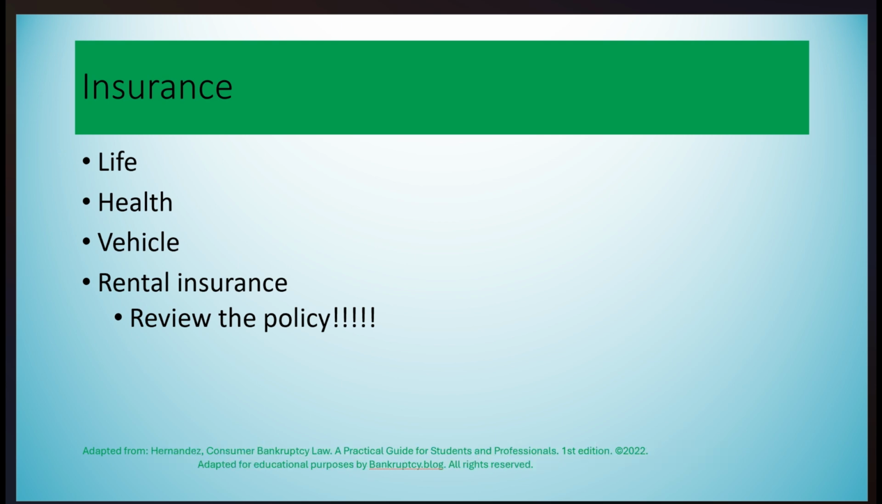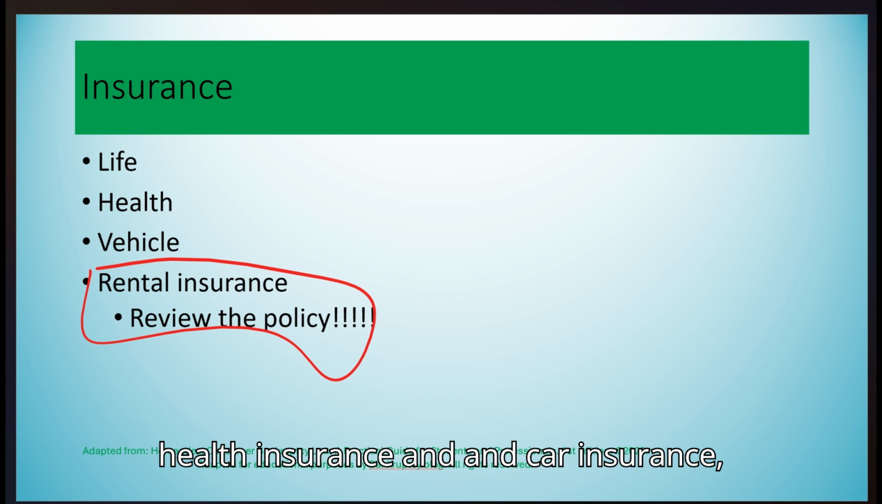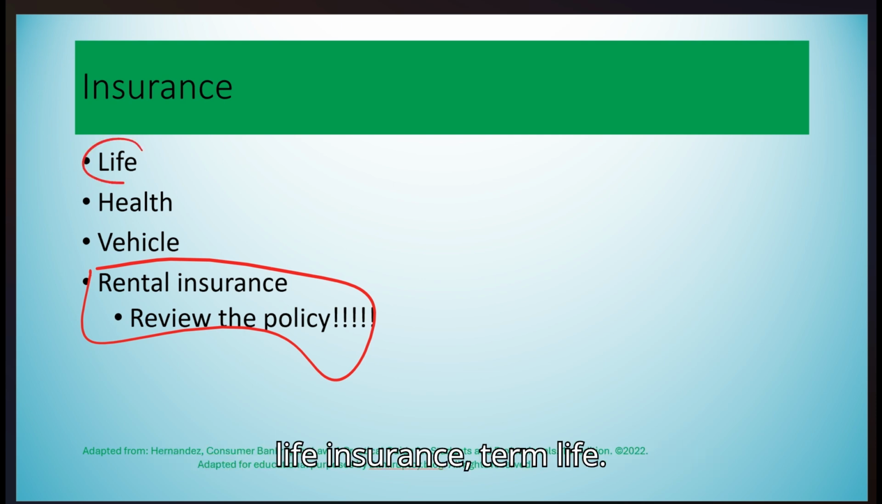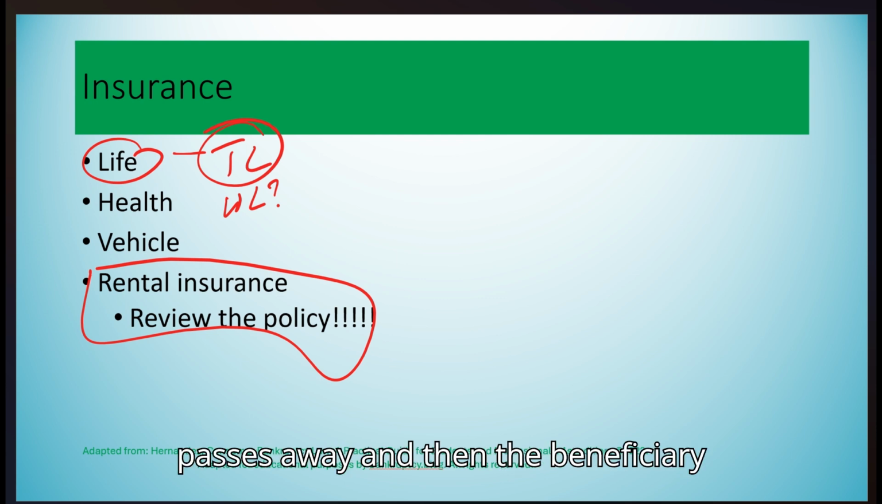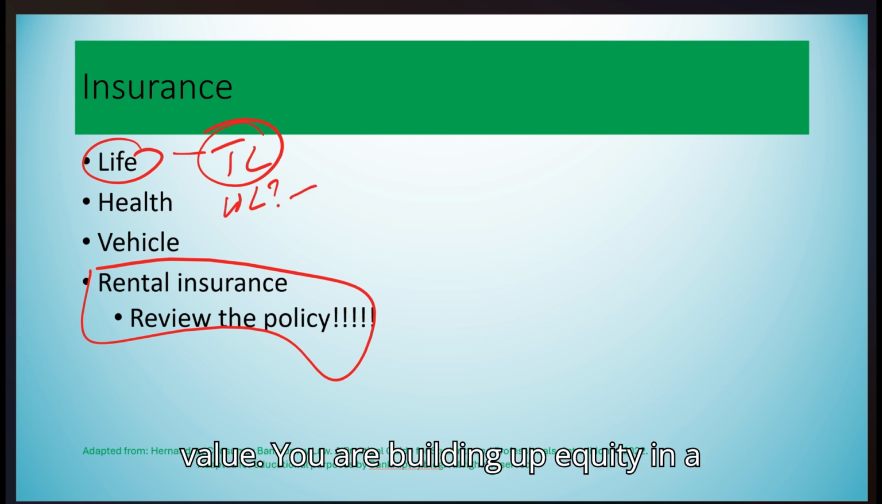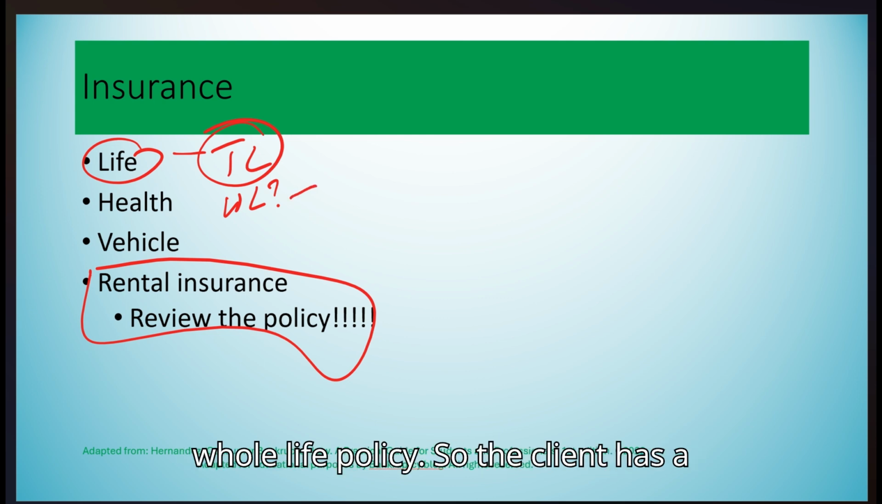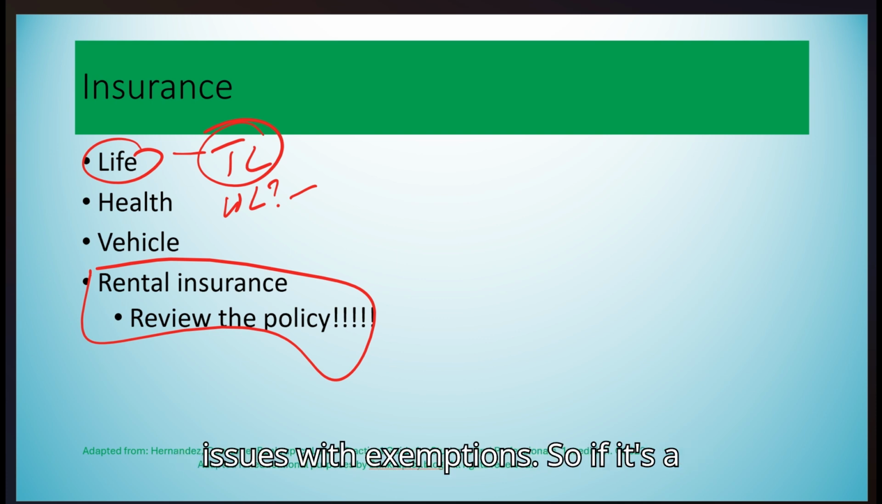Now, what I do want to point a finger at is the last one here. I'll point my finger to insurance. Obviously, there's life insurance, health insurance, and car insurance. Life insurance, term life, or whole life. Term life has no value until the person passes away, and then the beneficiary receives that. Whole life has a value. You are building up equity in a whole life policy. So if a client has a whole life policy, we might again have issues with exemptions.